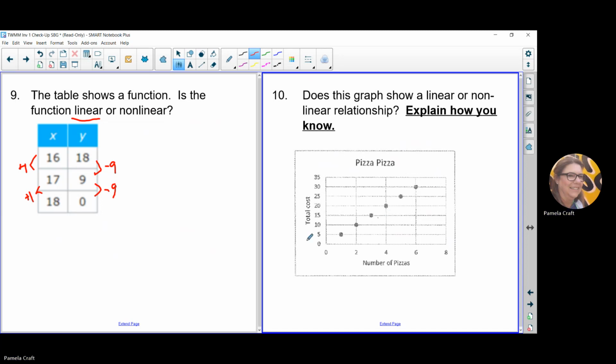In 10, they're giving you a graph again. This is a scatter plot, not connected, but the dots all line up straight. So we know that this is linear. And how do I know? Because it's straight. We don't need to say anything about a CROC. We don't need to say anything about the dots being in a line. Just say straight. Or the graph is straight.